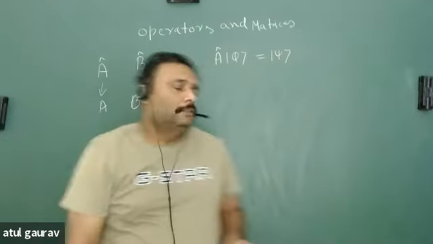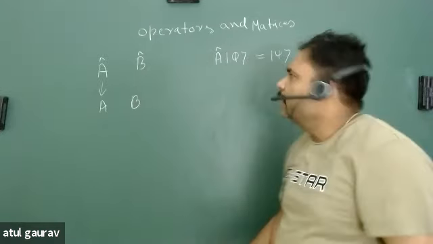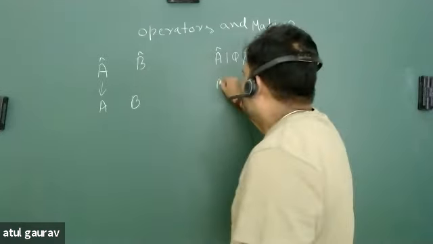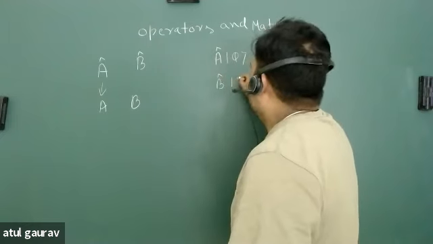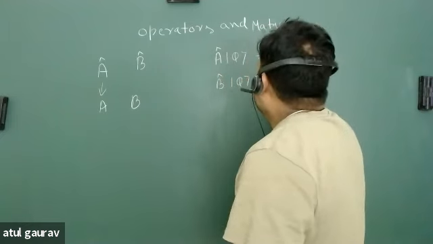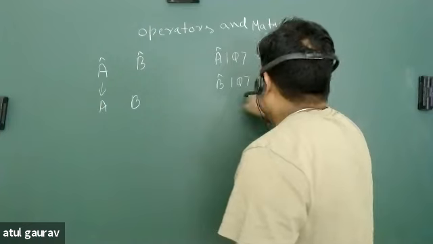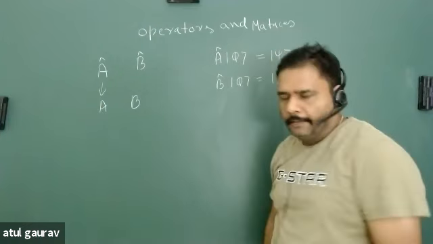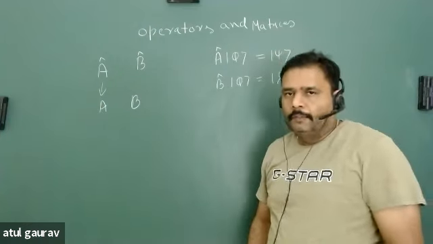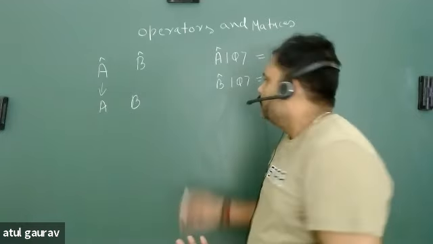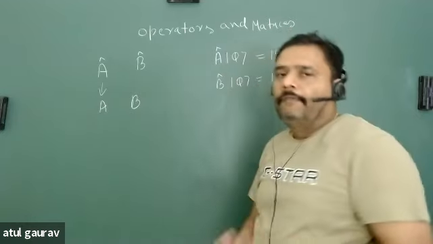This kind of situation can be there. Suppose you have another operator B and it operates on phi, you may get another ket. So one ket will be transformed into another ket, and this is all about the meaning of operators.